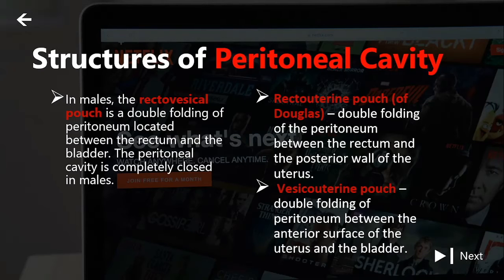In females, there are two areas of note. First is the rectouterine pouch of Douglas, a double folding of the peritoneum between the rectum and the posterior wall of the uterus. Second is the vesicouterine pouch. It is a double folding of the peritoneum between the anterior surface of the uterus and the bladder.